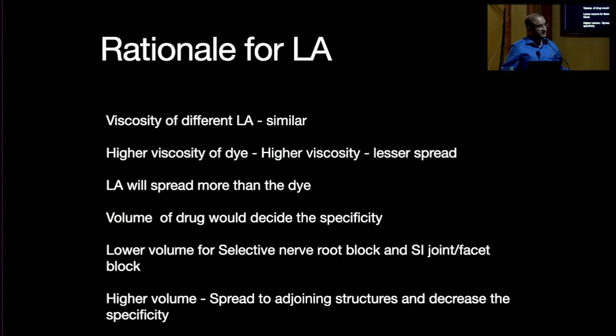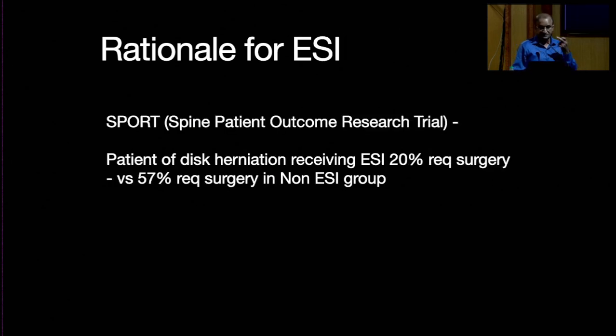Rationale for local anesthetic: the viscosity is different. Local anesthetic is similar, and there is higher viscosity of the dye. So the dye would spread less, and the local anesthetic would spread more than the dye. The volume of drug would decide the specificity. Suppose you're putting 4 or 5 ml, then obviously there will be extensive spread, and you cannot be very sure about the level of the block. So use lower volume for selective nerve root blocks and SI joint or facet blocks; higher volume spreads to adjoining structures and decreases the specificity.